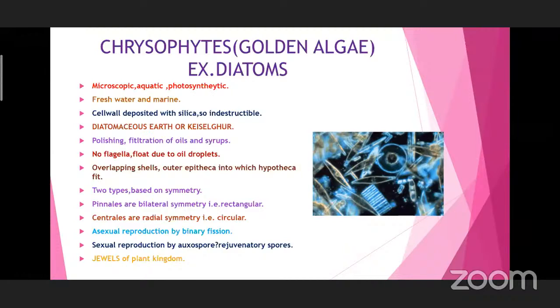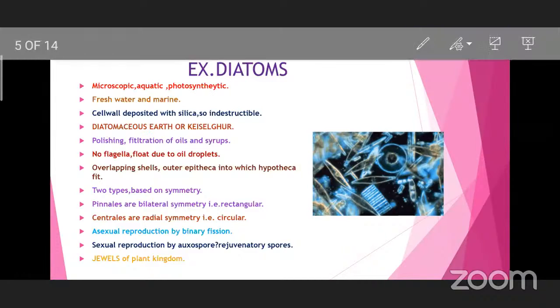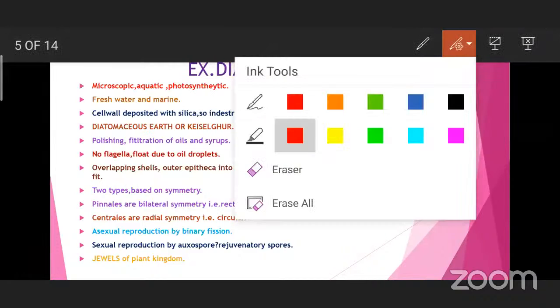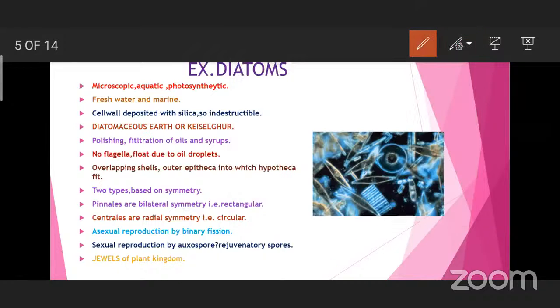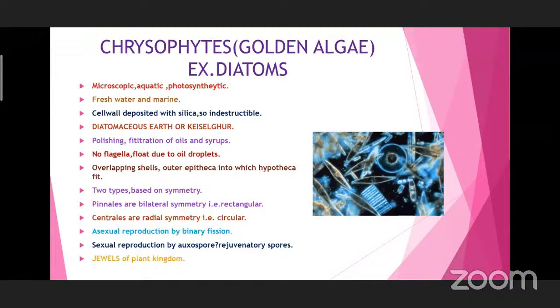And these are considered as jewels of the plant kingdom. Even though they are not in the kingdom Plantae, they are photosynthetic, and that's why they are considered jewels of the plant kingdom. They are considered so because of the beautiful arrangement of silica granules on the outer epitheca. On the outer epitheca, the silica granule deposition gives beautiful patterns.